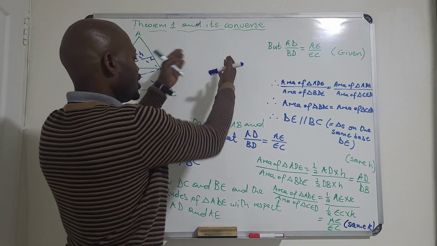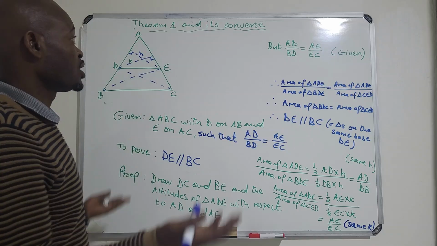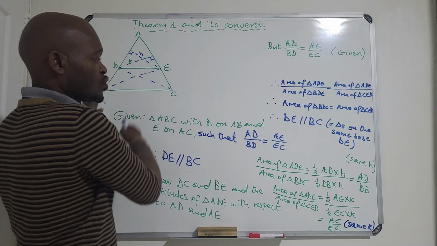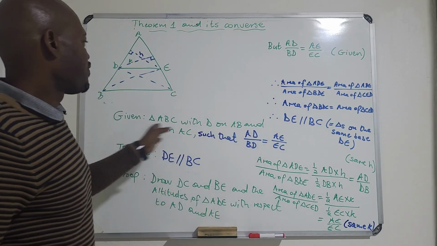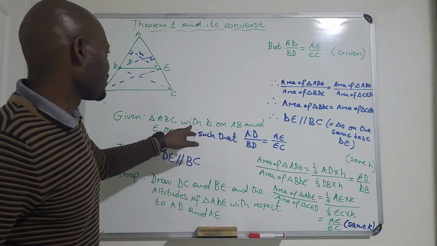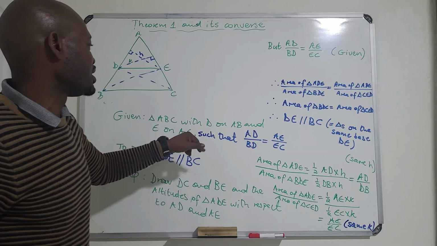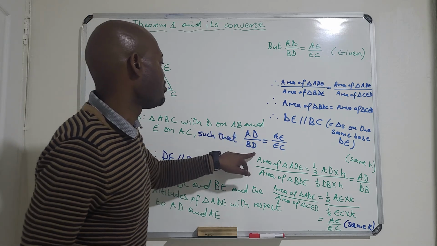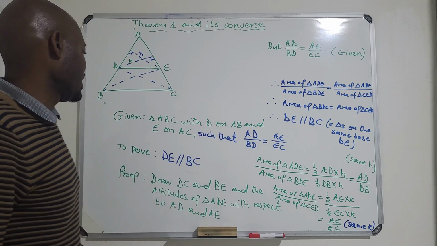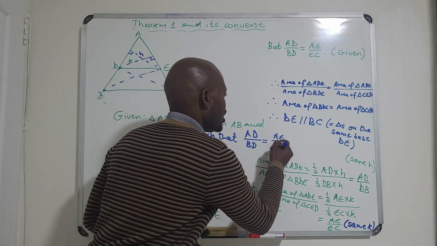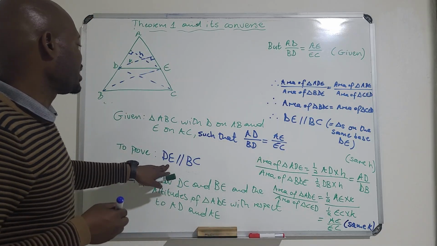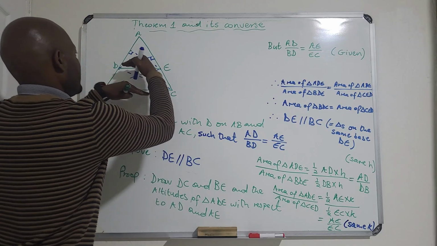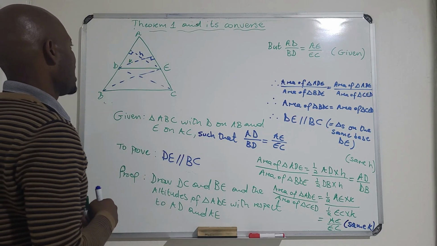Even with the extension, you still do the same thing, because I'm not going to show the same way I've done with theorem number 1. We first give that triangle ABC with D on AB and E on AC, such that AD over BD is equal to AE over EC. This is the converse. We are proving the converse here. Since we are given that the two sides are in proportion, then we must prove that the two lines are parallel.